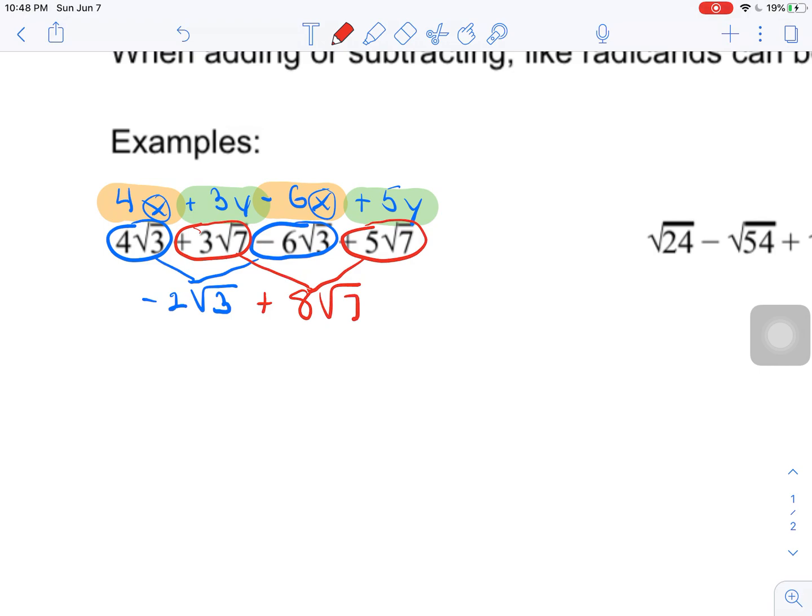So I could take 4 times the square root of 3 plus 3 times the square root of 7 minus 6 times the square root of 3 plus 5 times the square root of 7, and I could simplify it down into this: negative 2 times the square root of 3 plus 8 times the square root of 7. And that's as far as I can go, because square root of 3 and square root of 7 are different radicands. That would be kind of like having an x and a y. Those aren't like terms. I can't put them together. So adding and subtracting with radicals is a lot like simplifying expressions and combining like terms. Your radicands are kind of like your variables, so you would treat them the same way as you would treat variables.